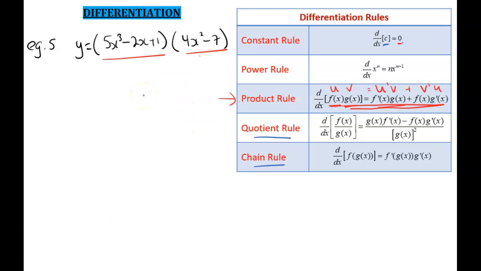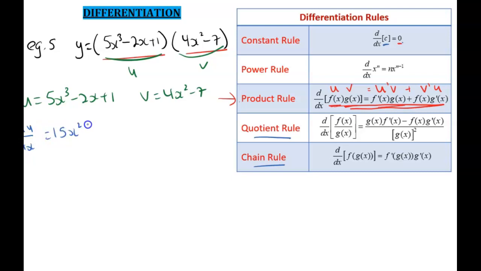So now, moving on, if I were to find the differential of this, I would have to again separate this into a u and a v. So this would be my u and this could be my v. So then I'll write u is equal to 5x cubed minus 2x plus 1. V is equal to 4x squared minus 7. Now it's always good to work separately with these. And then I find du dx, which is 15x squared minus 2. And of course dv dx, which is 8x. Now, once I have this here, then I could substitute into my equation.